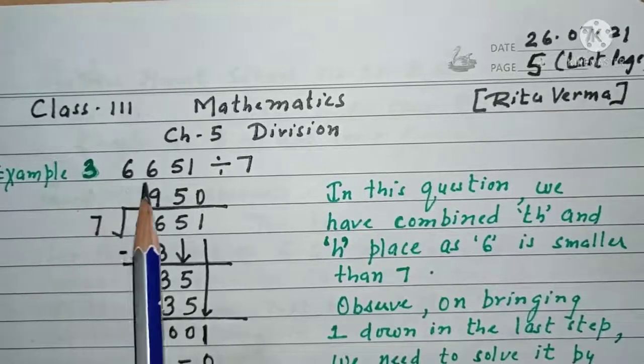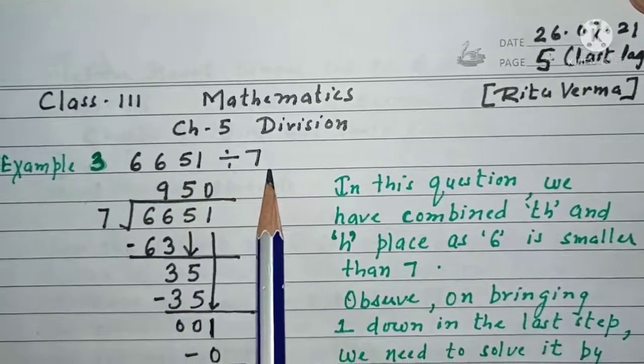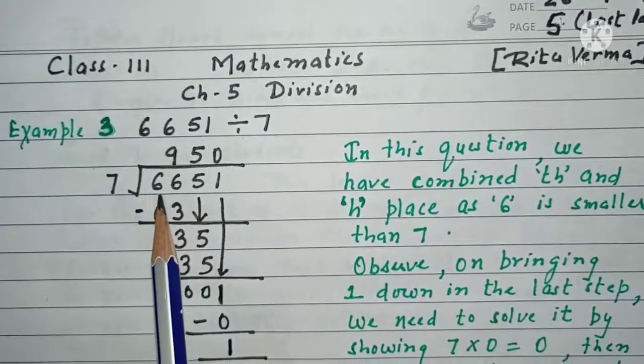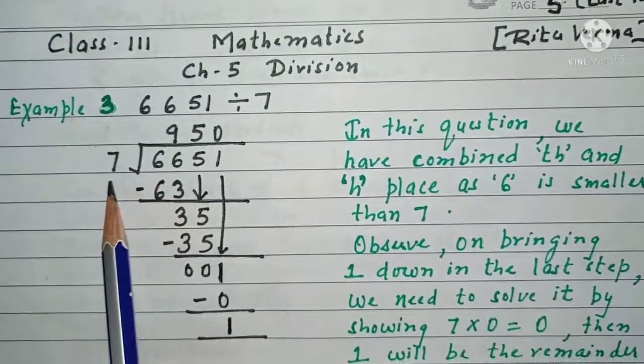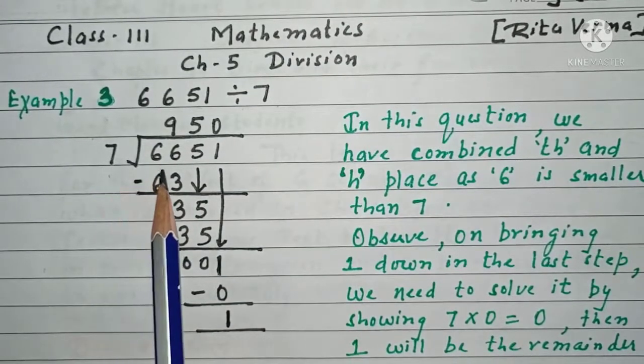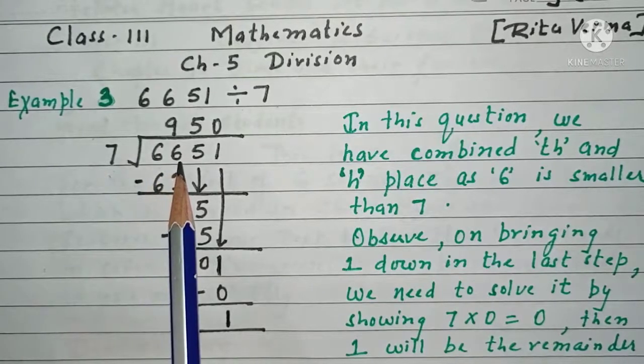Example 3. 6651 is to be divided by 7. Now students, as we see here, 6 at the thousands place and 7 is the divisor. So 6 is smaller than 7. So what we'll be doing? We'll be combining the thousands and hundreds place. And the combined number is 66. So solve now for 66.